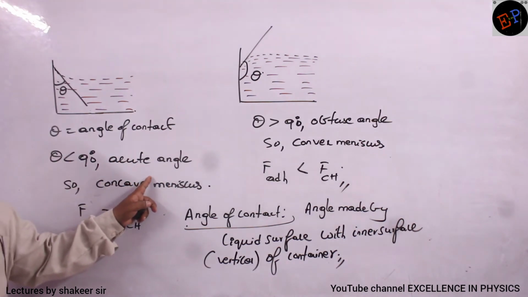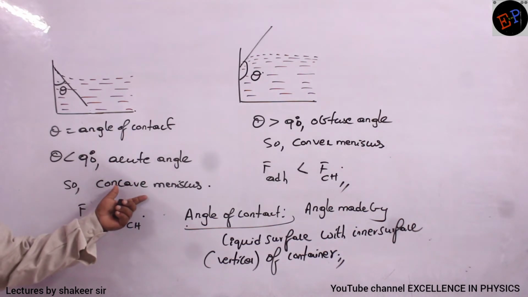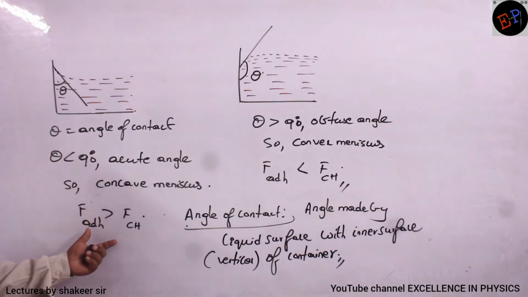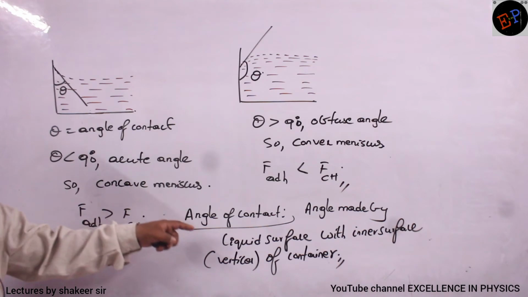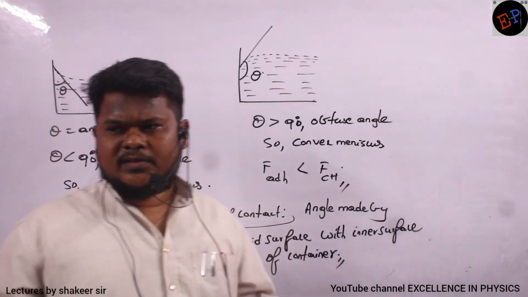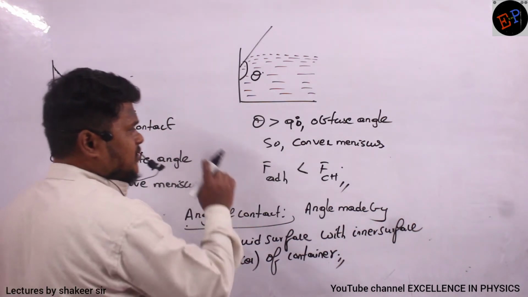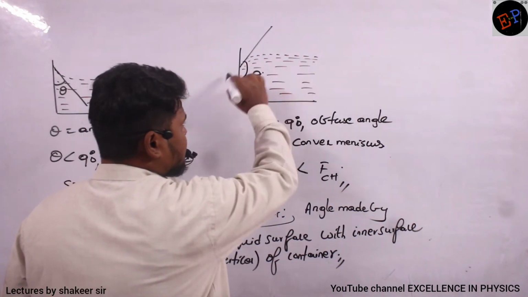Less than 90 degrees means what kind of angle? Acute angle. So if it is an acute angle and the meniscus is concave, then what is the meaning of this? Adhesive forces are greater than cohesive forces. It means it is water. Similarly, if you take mercury, then a convex meniscus will be present.